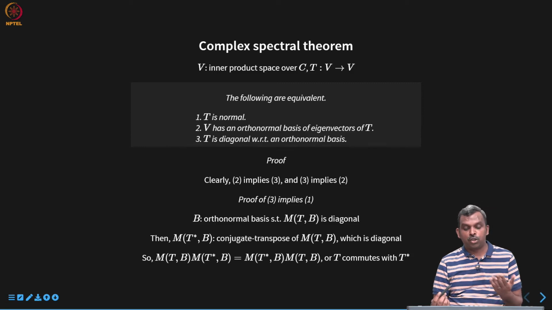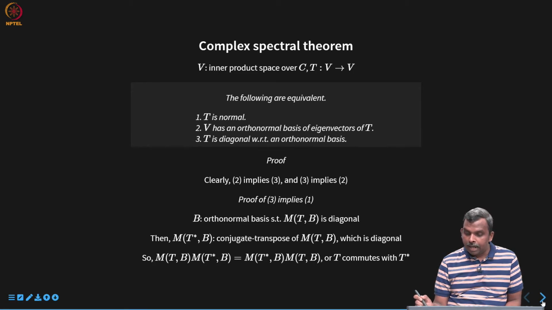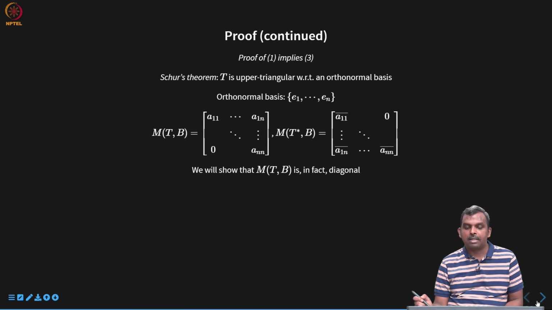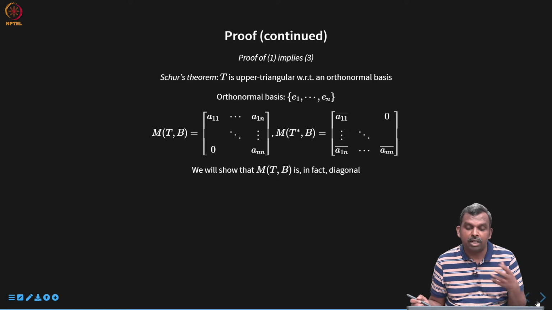So we have shown 3 implies 1. If an operator is diagonal with respect to an orthonormal basis, it has to commute with its adjoint. It has to become normal. So it's quite easy to see this. All right, so that's nice. And the only thing left is 1 implies 3, right? 1 implies 3 is the only thing left, and there we'll invoke Schur's theorem.